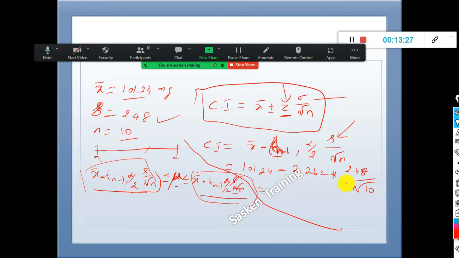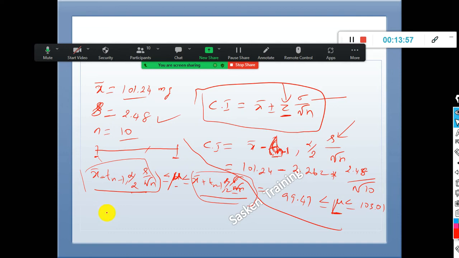With that you can say the true population mean falls anywhere between these two values. That's it. So if you solve this one, you will get how much? 99.47 is the lower bound, and the upper bound is 103.01. You can use your calculator, and if you solve this one, this is t with n minus 1. Okay, ideally I should write it neatly. So the population mean falls anywhere between these two values.